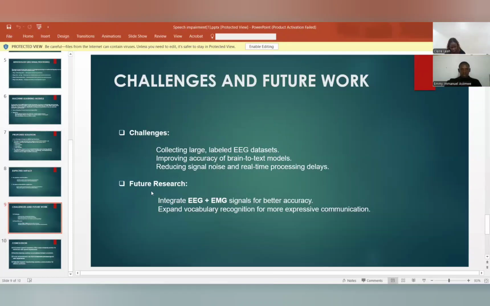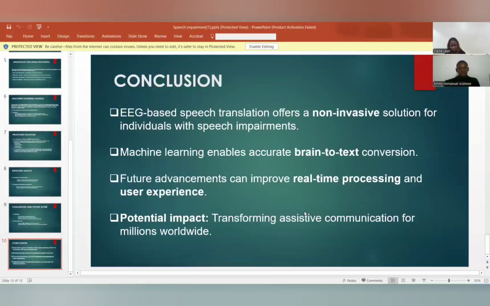In future research, we're going to integrate EEG and EMG signals for better accuracy, and expand vocabulary recognition for expressive communication, so that the model should be able to identify whether it's English or any other language and convert it to the required text or output. Then the conclusion.